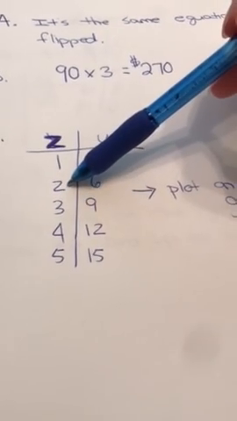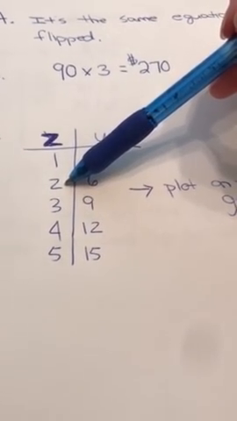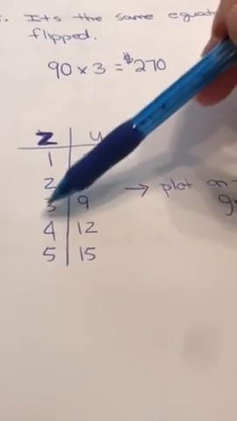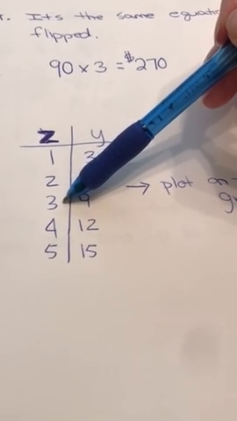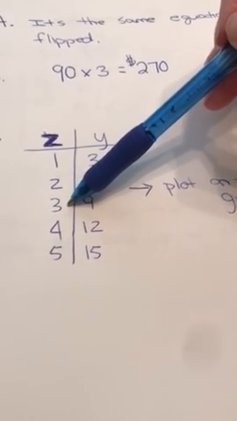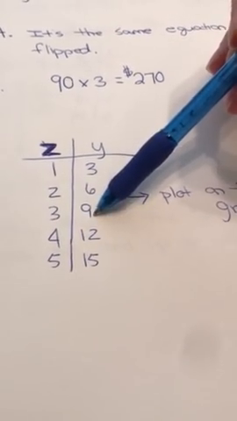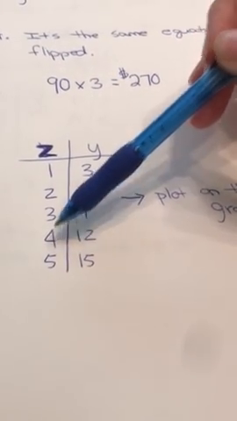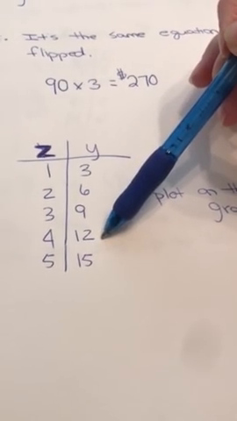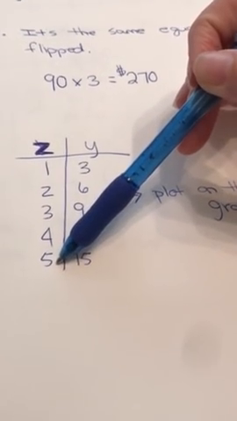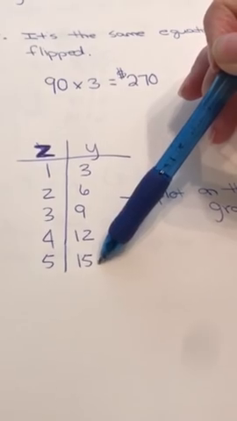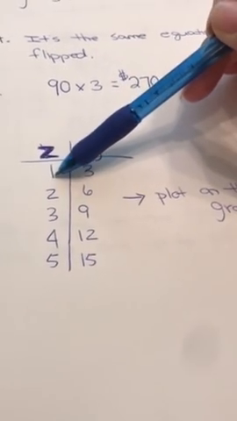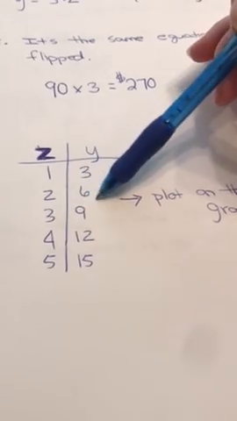Then let's say he starts off with $2. Well, if I triple it, 2 times 3, my reward from Grandma is $6. If I start off with $3 and I triple it, 3 times 3 gives me 9. If I start off with $4 and I triple it, 4 times 3 is 12. And then again, if I start off with $5 and I triple it, I'm going to get $15. Okay? So input, output, input, output.